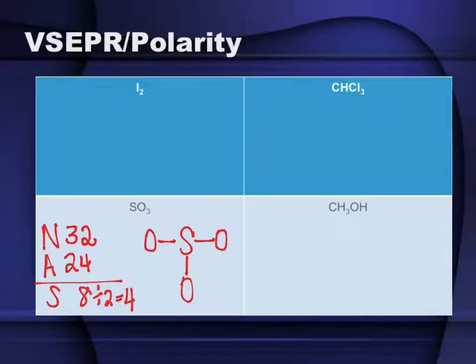I have an extra bond, so I'm going to put it wherever. So sulfur has his 8. So now I need to make sure oxygen fills out his 8. So that is 8, 9, 10, 11, 12, 13, 14, 15, 16, 17, 18, 19, 20, 21, 22, 23, 24. Now the shape is what? No lone pairs. There's 3 of them. Trigonal planar. And the polarity.